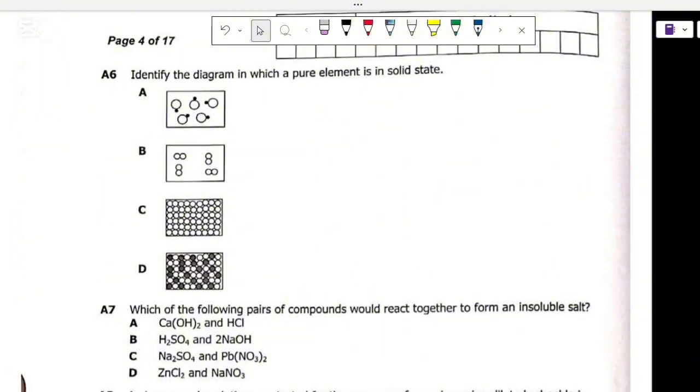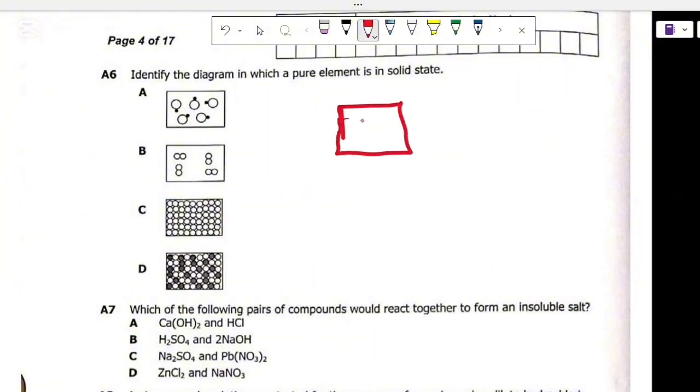So the question is, identify the diagram in which a pure element is in solid state. Now, this is also another important point. So I'll just give a summary. Next time, I think we will dig deeper into the states of matter and the changes of state. But you remember that matter is made up of particles, ions, molecules, and atoms. And matter exists in 3 states.